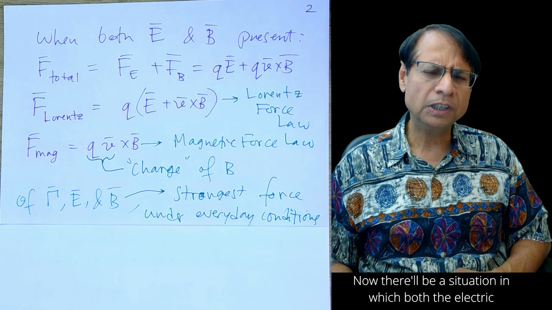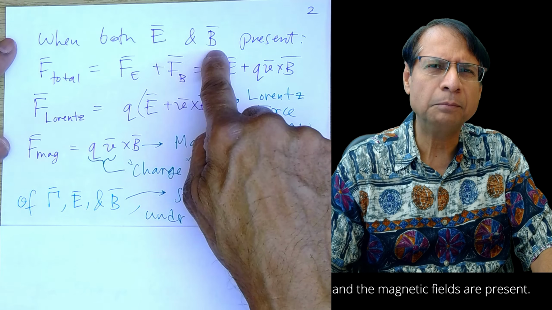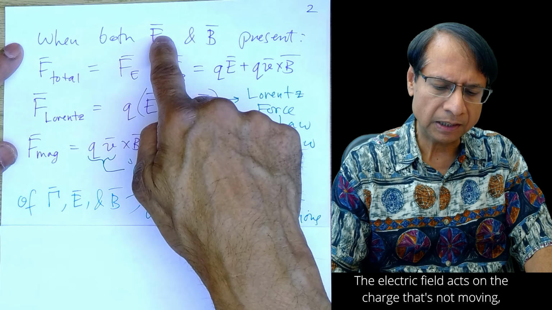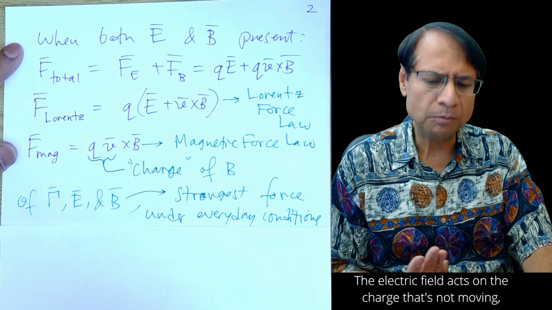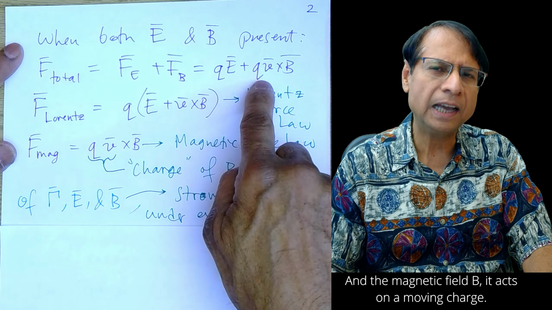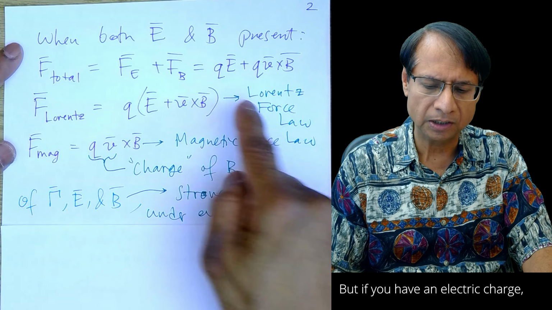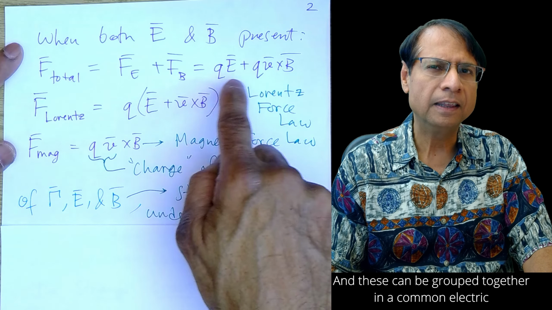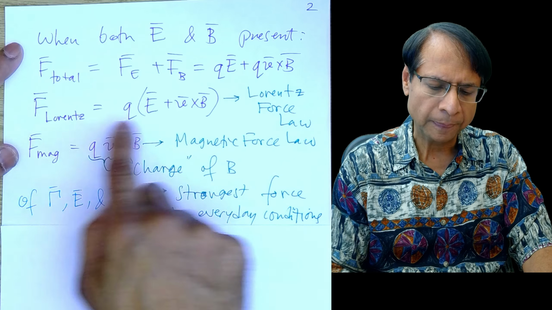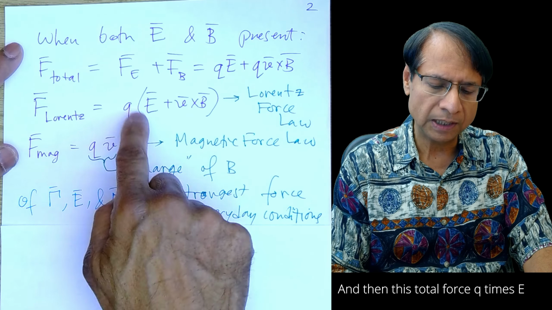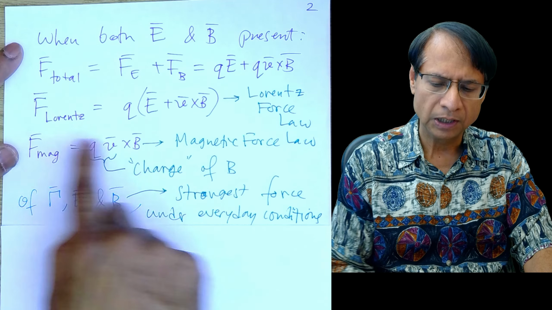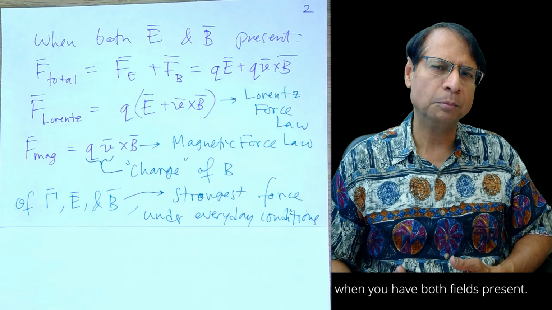Now there'll be situations in which both the electric and the magnetic field are present. In that case, both of them act on the charge. The electric field acts on the charge that's not moving, the Q times E from before, and the magnetic field B acts on a moving charge. You can have a combination of these, grouped together as an electric plus a magnetic field. Then this total force, Q times E plus Q times V cross B, is what's called the Lorentz force. This is the Lorentz force law when you have both fields present.